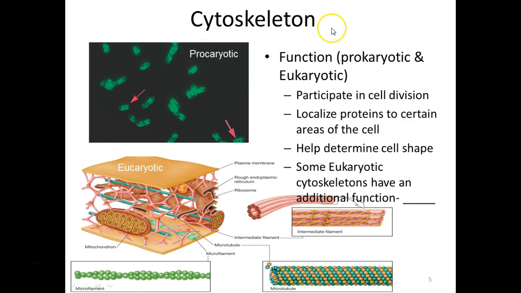So when we talk about cytoskeleton, cyto referring to the cell, right? Skeleton within. Just like our skeletons within us help hold and support us, the same is true for prokaryotic and eukaryotic cytoskeletons, right? They're going to help that cell maintain its shape. So they help determine cell shape. They also help when the cells are dividing, right? When you're splitting from one cell into two cells.